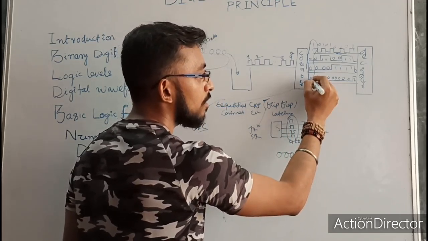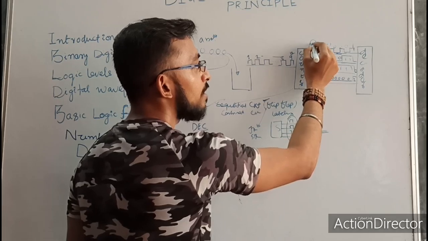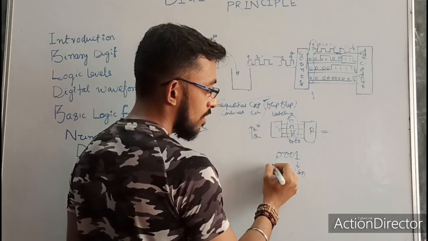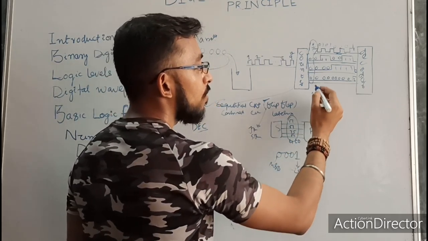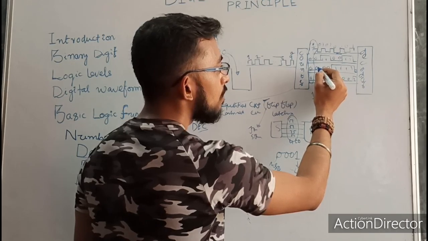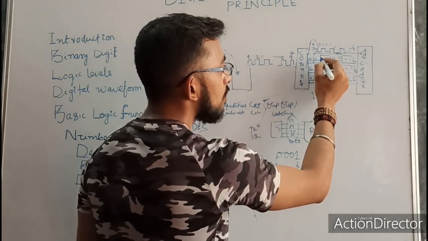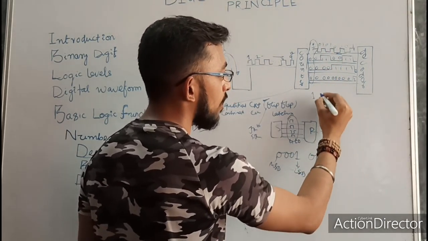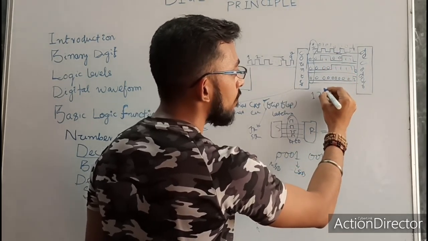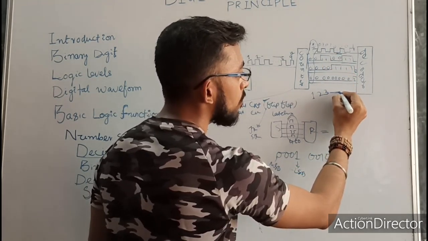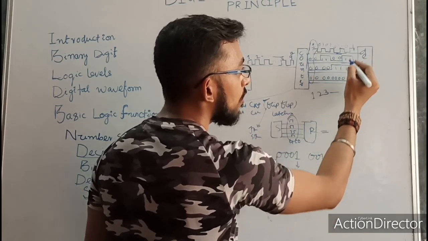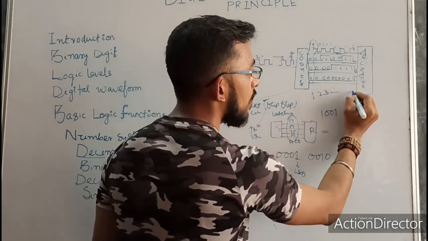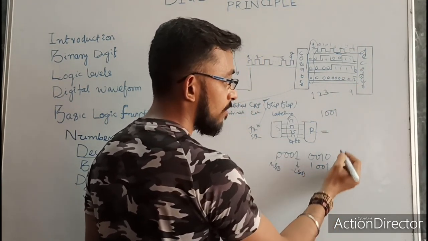The output will take this value first, then this value, then this value. This is the MSB, and this is the LSB. What will be my second value? 0, 0, then 1, 0, which is nothing but the value 2. Similarly, the third value will come as 3, and the fourth value will come as 4. Like this, the last value, you see, is 1, 0, 0, 1. It is nothing but the value 9. 1, 0, 0, 1 means the value 9.